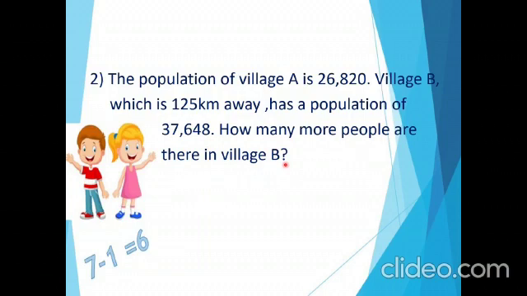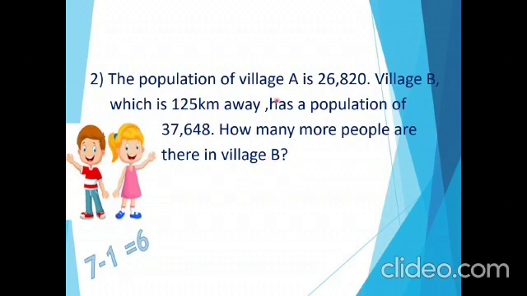Children, the first step is we have to read the problem carefully that we have done and we have to understand what is to be found. In this problem, how many more people are there in the village B we have to find, correct? So step 1 is over. Second step is we have to note down the information which is needed to find the solution and discard the information that is not needed to solve the problem.